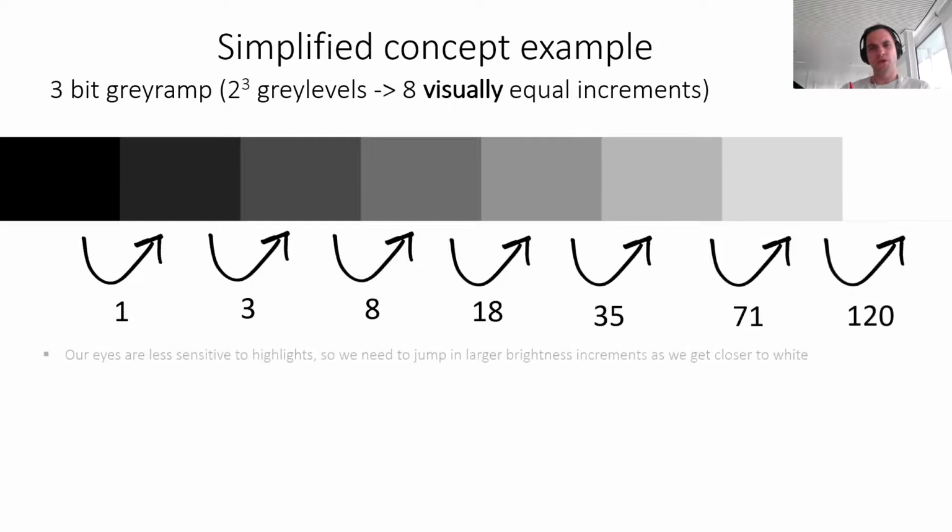So if we look at the brightness increment, our eyes are less sensitive to highlights, to whites. So we need to jump in larger brightness increments as we get closer to whites. So this is an illustration.